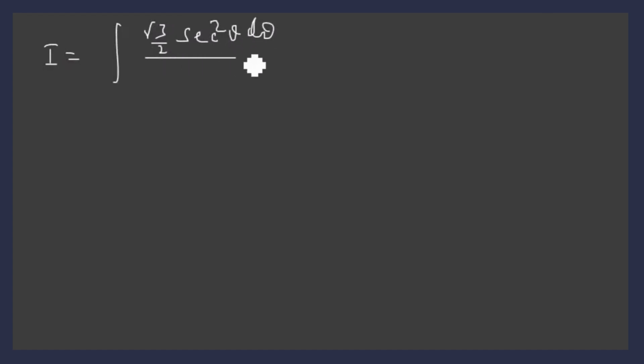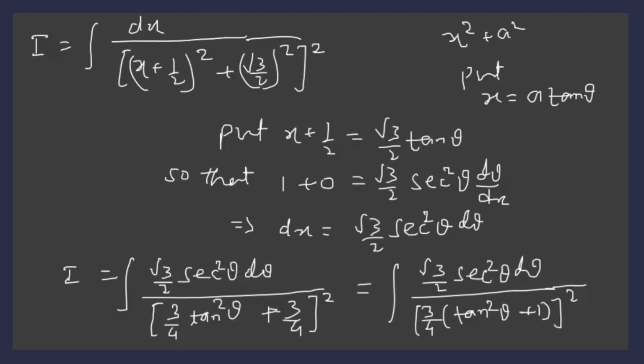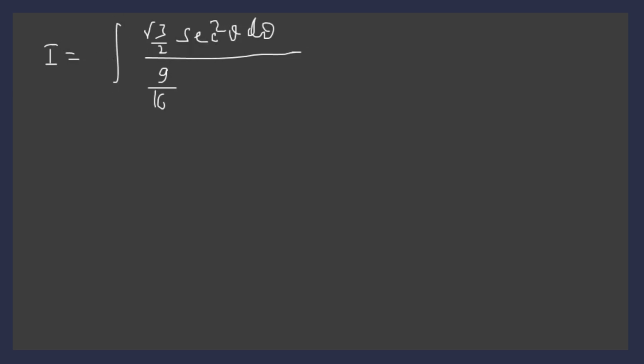The denominator part is 9 by 16, right? This is 3 by 4, so whole square, so 9 by 16, and tan square theta plus 1 is sec square theta and the whole square, so that becomes sec to the power 4 theta, right? So from here if I cancel this, it becomes sec square theta. So I can write this as root 3 by 2.